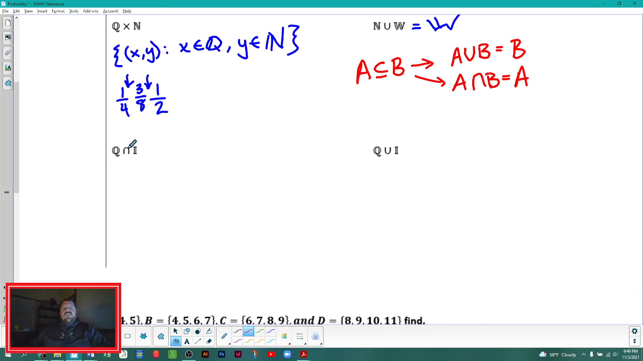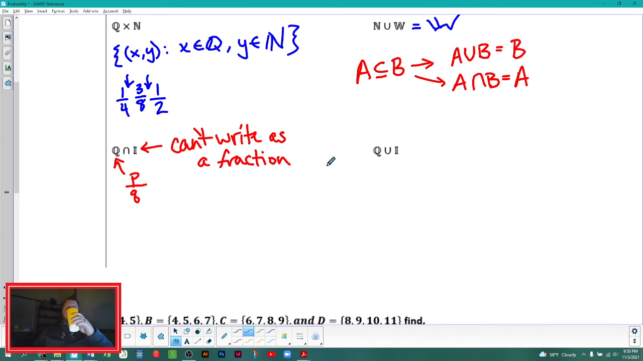The first one, the intersection of the rationals and the irrationals. So this one here is any number that can be written as a fraction, right? Where P and Q are integers. That's what we said last time. And then this set is anything that can't be written as a fraction. And I want to see where those two overlap. I want to see which ones they have in common.